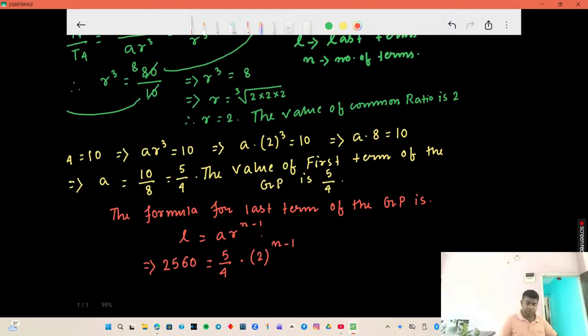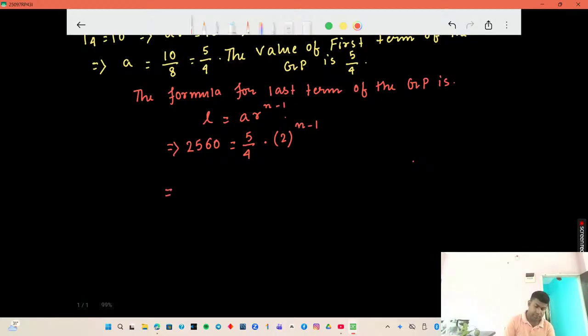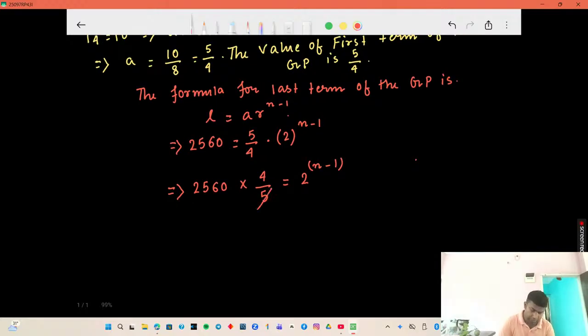Okay, so now how to solve this equation? So first what we have to do? 2560 into 4 by 5 is equal to 2 to the power n minus 1. Is it clear? So now we have to cut this one, 512.